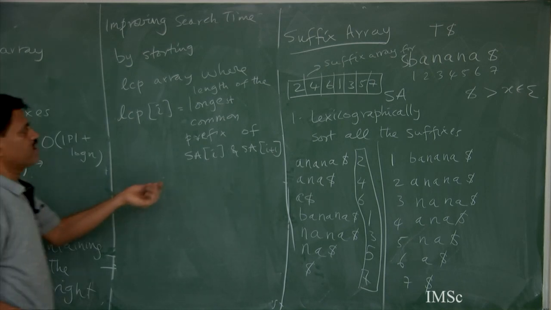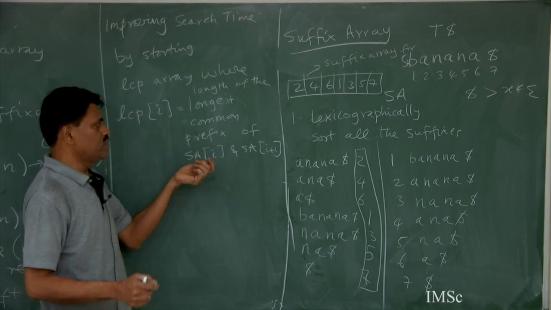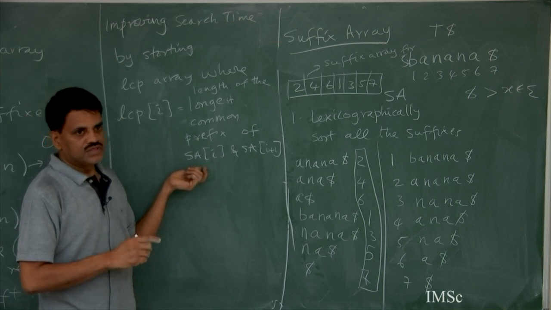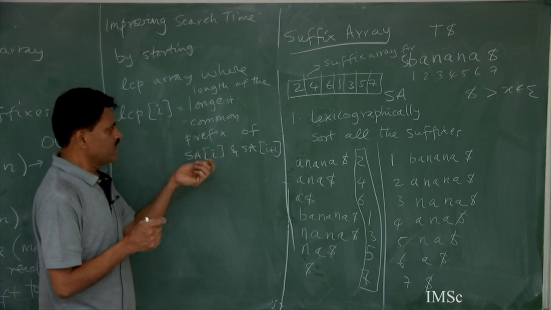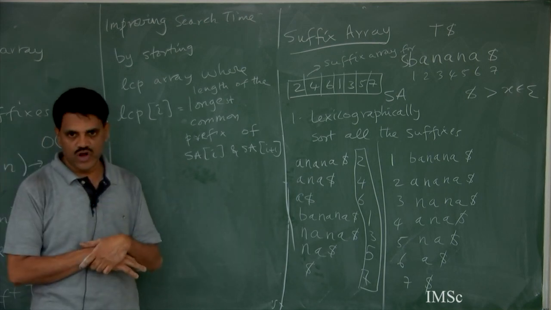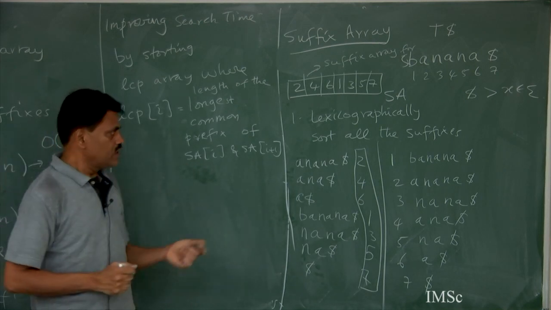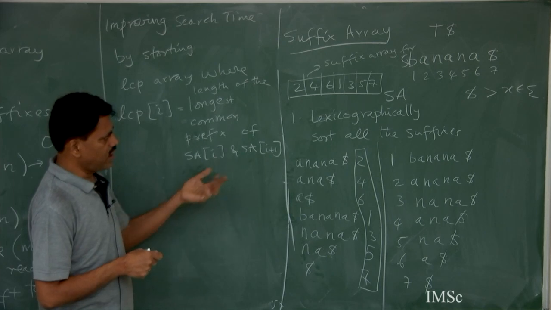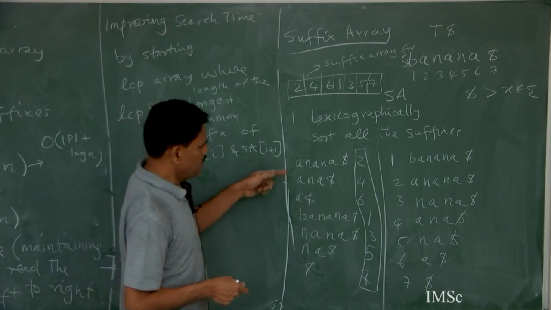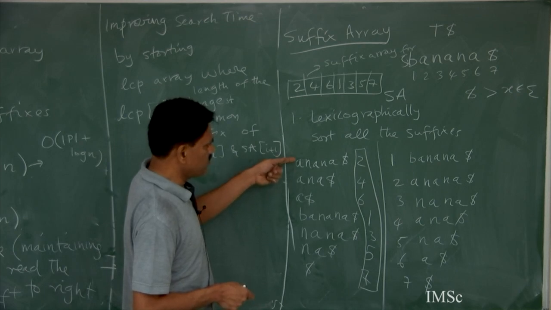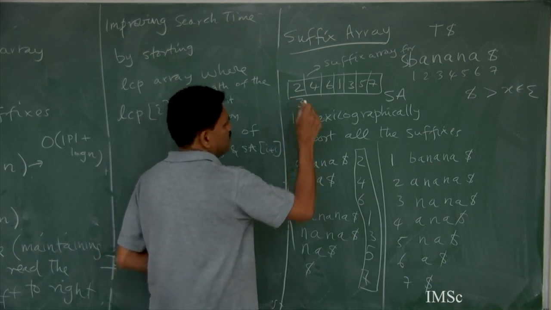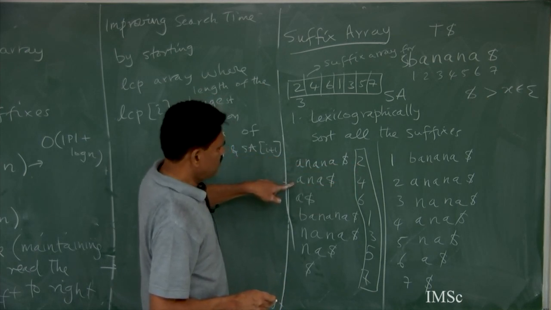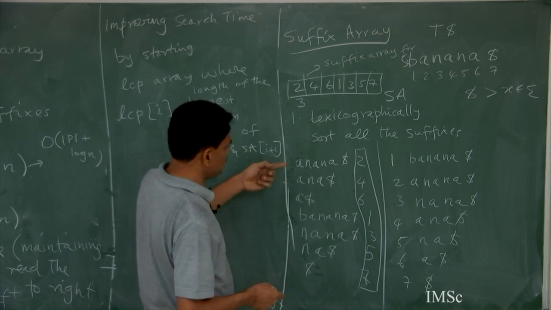So, SA is the suffix array. SA of I will tell you the starting position of the ith smallest suffix, right. So, SA1 is the smallest, SA2 is the second smallest and so on in the lexicographic order among all the suffixes. Now what I do is look at SA of I and SA of I plus 1 and look at the longest common prefix and write down the length of that. So, for example, here the length of the longest common prefix would be 3, between the suffix starting at position 2 and the suffix starting at position 4.